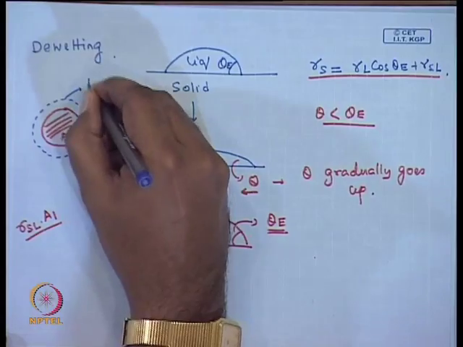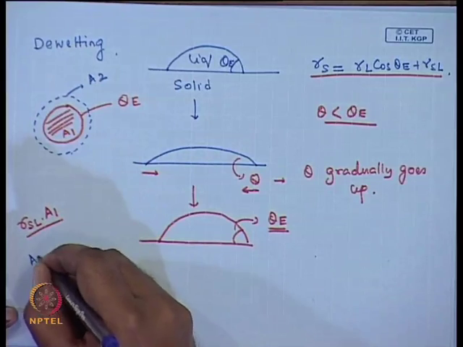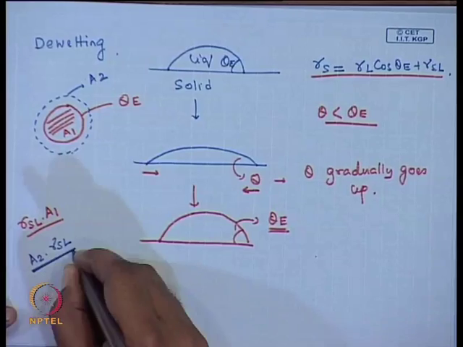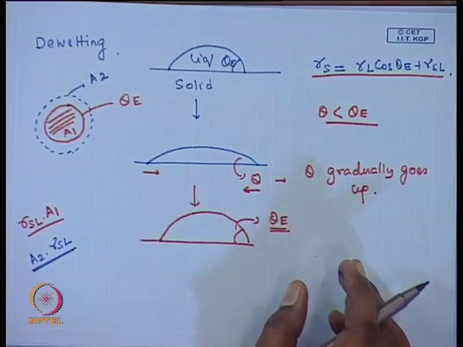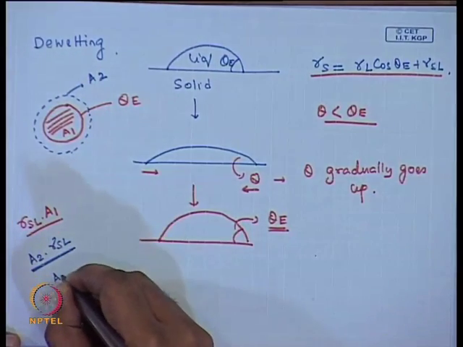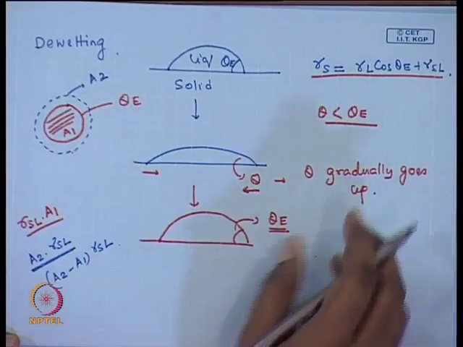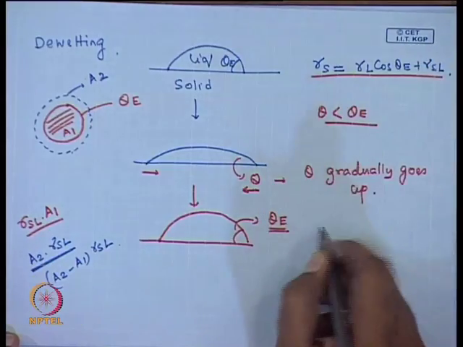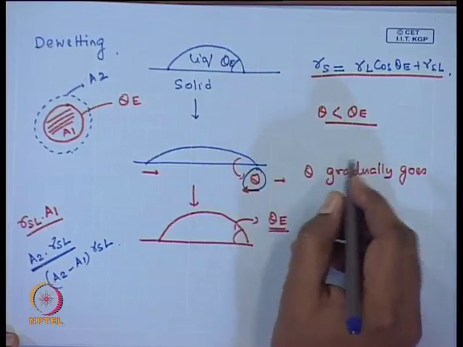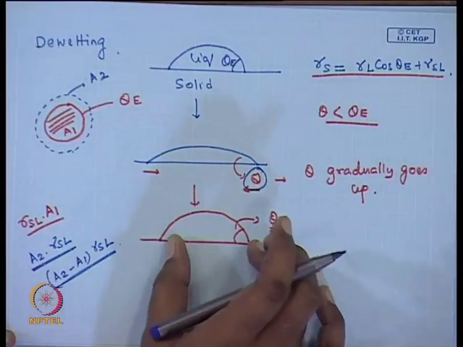So, let us say the area is now A2 and the liquid is covering the solid surface. So, now it is A2 times gamma SL, which we have already seen is unbalanced. We know that in order to have any flow there has to be some sort of a driving force, and in this particular case the driving force is actually (A2 minus A1) times gamma SL. This excess energy is unbalanced due to this change of theta E to that intrinsic theta. So, this is the driving force that triggers the retraction of this drop back to its equilibrium configuration.